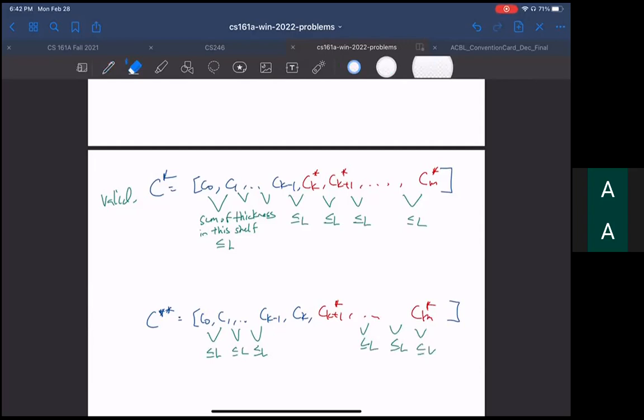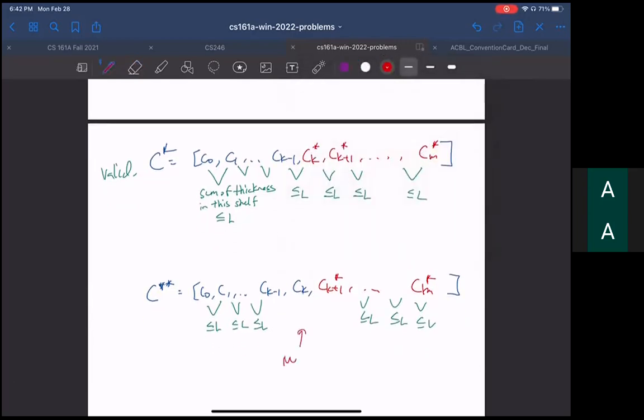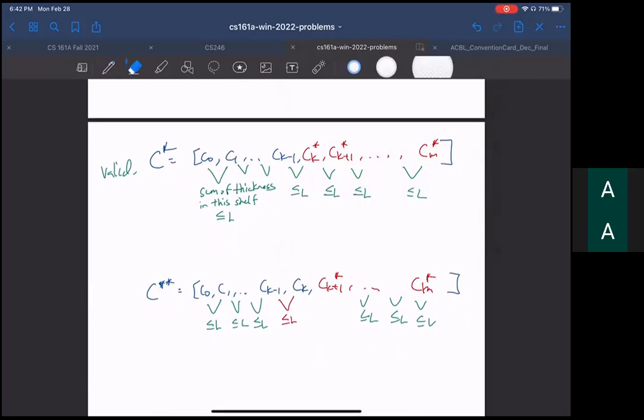All right, so let's try to prove. So now we need to prove that the sum of the thicknesses of the shelves between these two are less than L, and between these two are less than L. Let's first prove this first one.